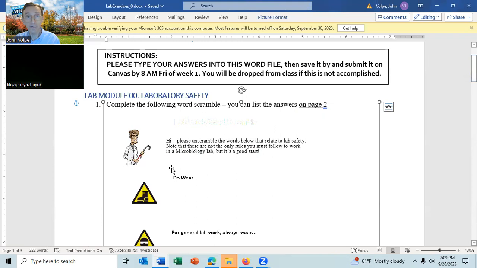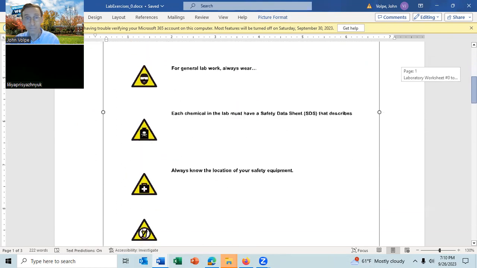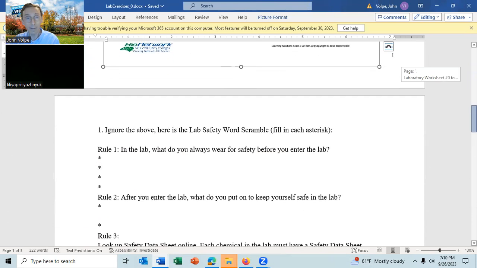The questions don't show very easily with the lab module 00. This must be submitted by 8 a.m. Friday this week, week 1, or you will be dropped from the class. So because the first questions didn't show, you can ignore the first page, and I have the safety word scramble here.